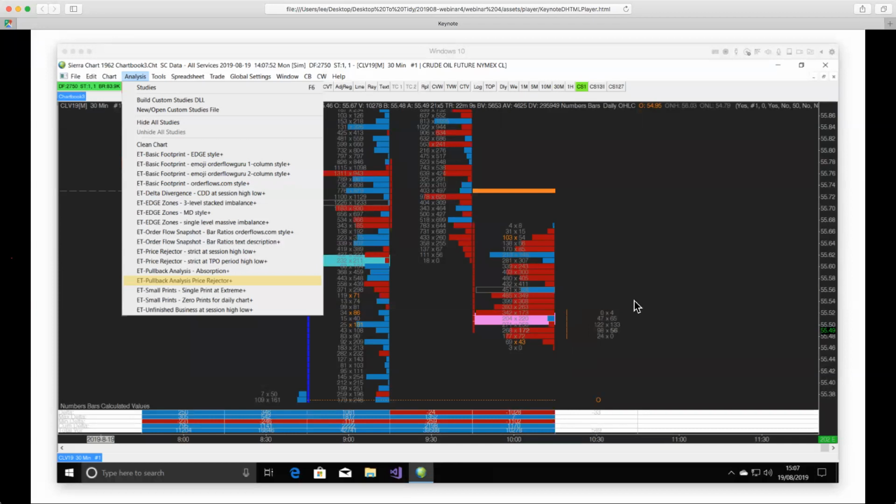This is something you can very easily set up within Sierra Chart numbers bars. Sierra Chart lets you have 3 columns of data within a footprint. So typical uses will be maybe bid-ask in 1 column, maybe the number as delta in column 2.